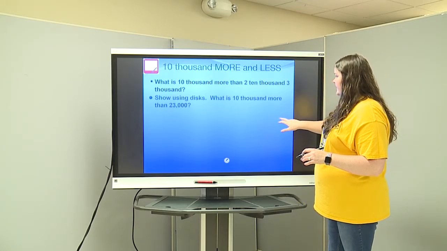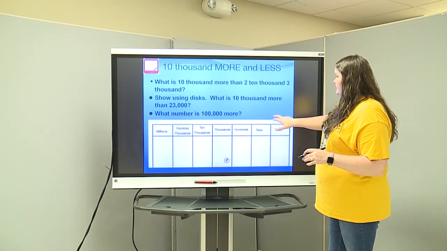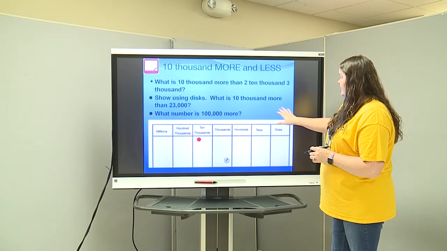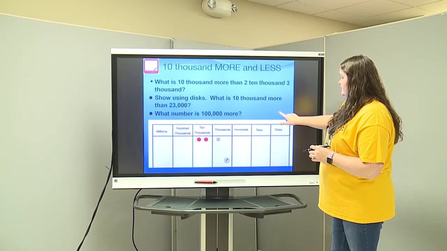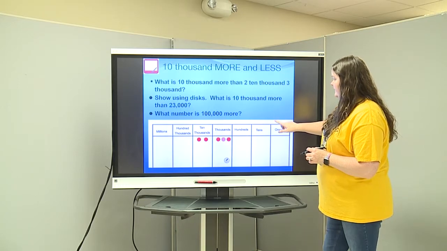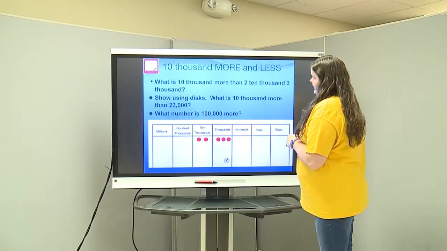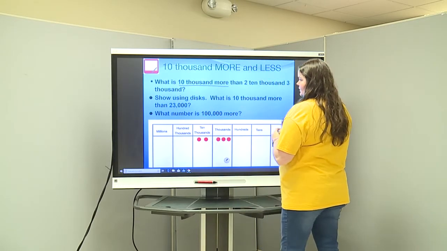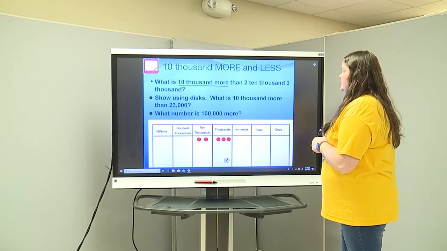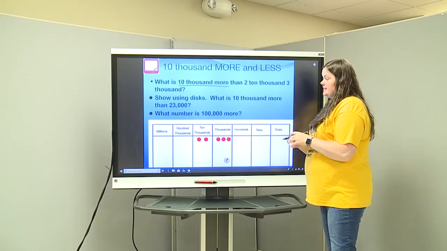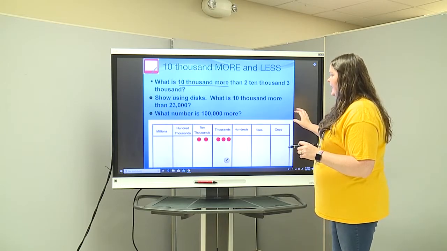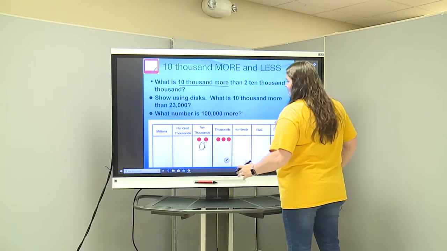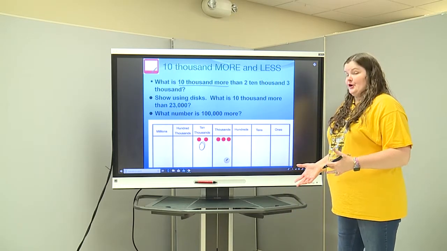Okay, let's get our place value chart here. All right, so we're going to be looking at 10,000 more than 2 10,000s and 3 thousands. Okay, so if we're going to add 10,000 more to that number, then we would have, instead of 2 10,000s, 3 10,000s. So I'm just going to show that. So that would turn from 20,000 into 30,000.